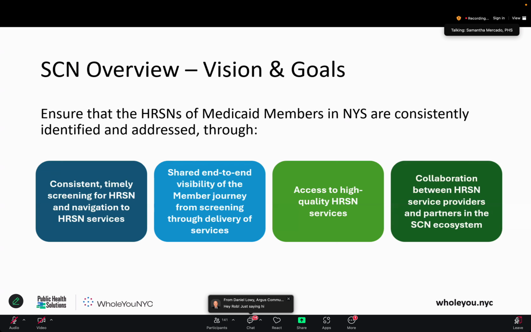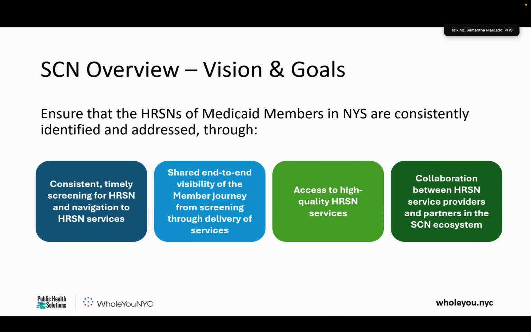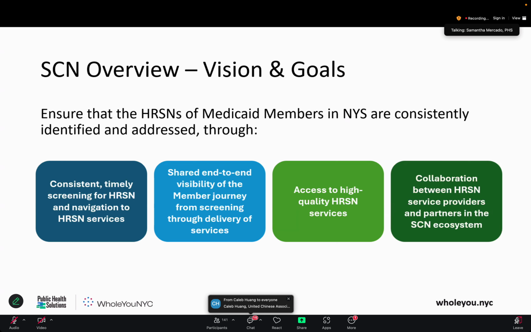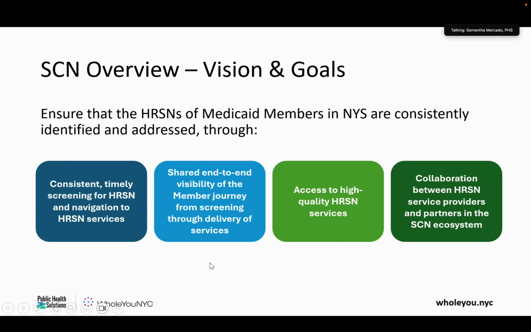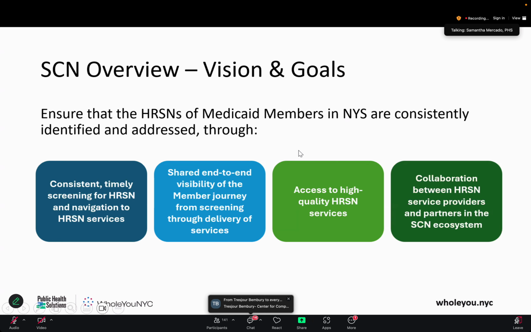The SCN vision and goals are to ensure that health-related social needs of Medicaid members in New York State are consistently identified and addressed through consistent, timely screenings for HRSNs and navigation to HRSN services, shared end-to-end visibility of the member journey from screening through to delivery of services, and we have our Unitas platform to help with that, access to high-quality HRSN services, and collaboration between HRSN service providers and partners in the social care network ecosystem.